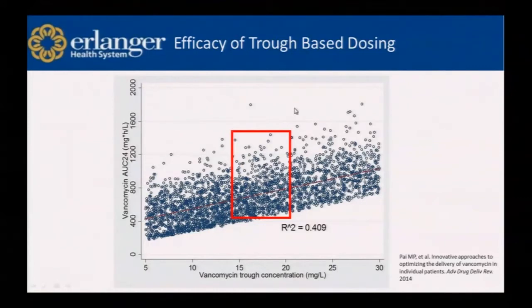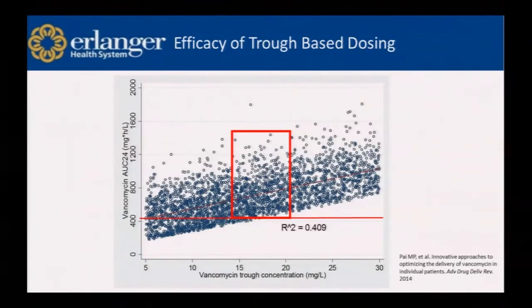So basically, I'd like to orient you to this box right here, which depicts a trough of 15 to 20. And this is where the 2011 guidelines get their recommendation of 15 to 20, because as you can see here, all of the AUCs that correlate with a trough of 15 to 20 are pretty much guaranteed to be greater than 400, which we know is our predictor of efficacy of vancomycin therapy. And there I have lined out for you here, that is approximating an AUC of 400, and we can see when we're in that range of 15 to 20, we're pretty much guaranteed that 400 AUC.